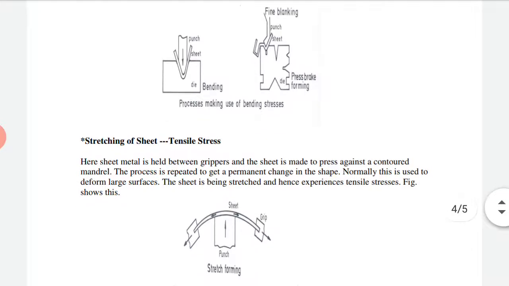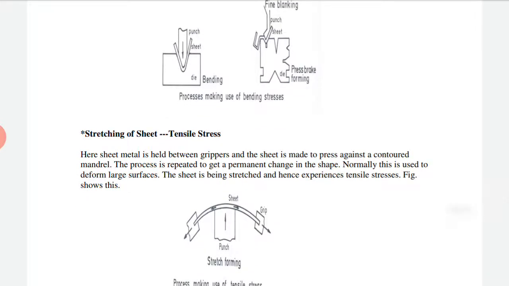Stretching of sheet. Tensile stress. Here sheet metal is held between grippers and the sheet is made to press against a contoured mandrel. The process is repeated to get a permanent change in the shape. Normally this is used to deform large surfaces. The sheet is being stretched and hence experiences tensile stresses.